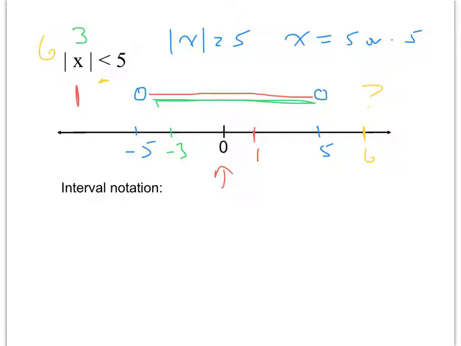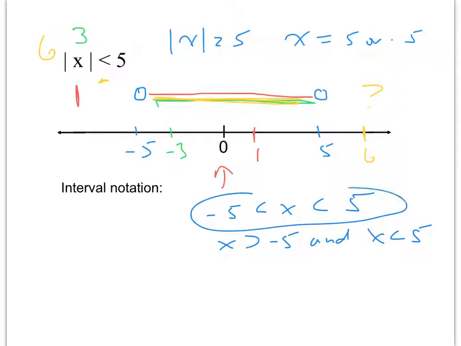So my graph looks like this. We can write our answer as negative 5 is less than x is less than 5. There's my compound inequality. I can also write x is greater than negative 5 and x is less than 5, but of course I like this way better. Just easier to write. And in interval notation, I'm going to write negative 5, comma 5, and these are both going to be parentheses because we do not include those points at negative 5 and 5.